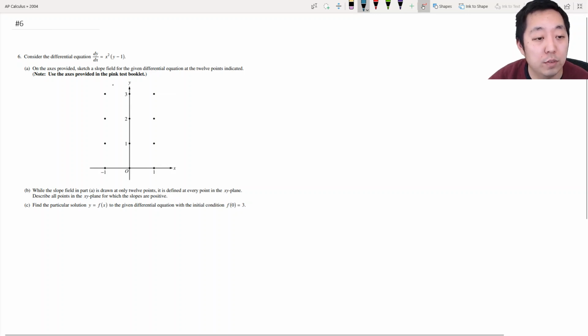So consider the differential equation dy/dx is equal to this. Sketch the slope field for the given differential equation. Okay, so you just have to take each of these points and plug it into this equation. So let's do some simple ones.